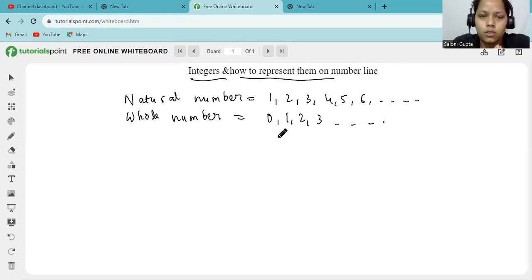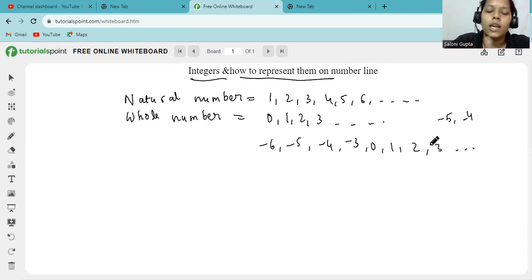Now, what are the integers? We have learned about the negative numbers. We know there are some numbers like -5, -4. These are called negative numbers. What are negative numbers? Numbers attached with the negative sign are the negative numbers. So now when I include the negative numbers as well, like -6, -5, -4, -3, then 0, 1, 2, 3, these are called the integers.